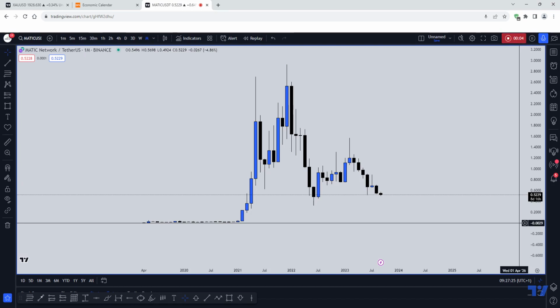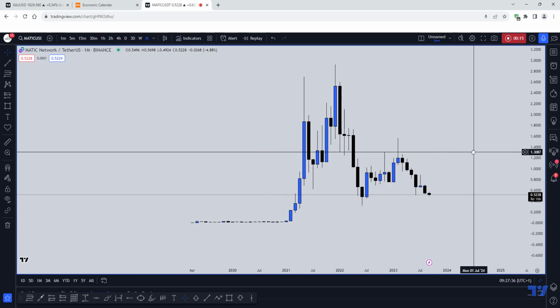So, as it was requested by a lot of you in our free Telegram group, here is a top-down analysis on Matic USDT. Price action only, as always, guys. So, what we can identify here from a monthly perspective.